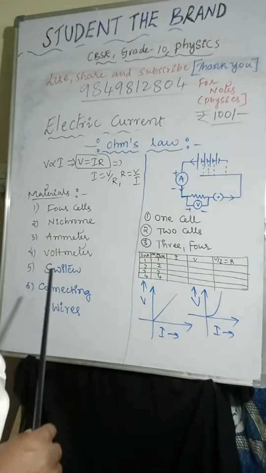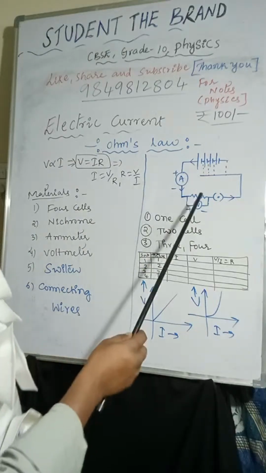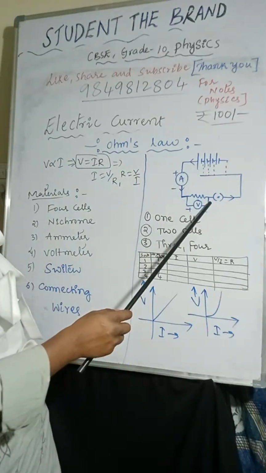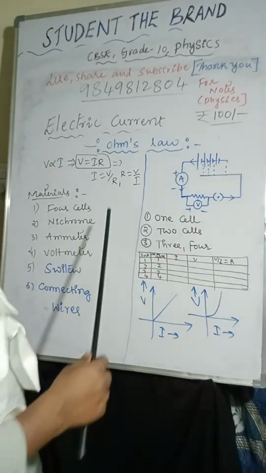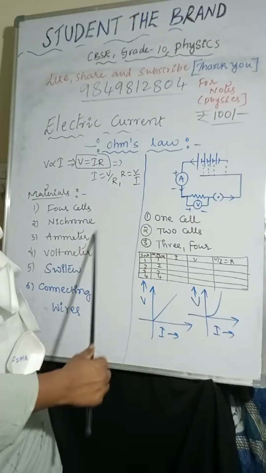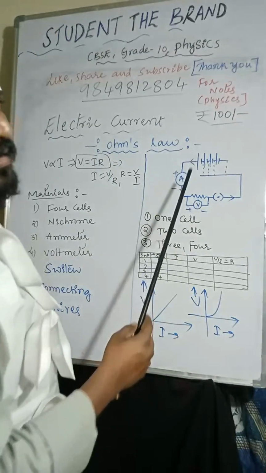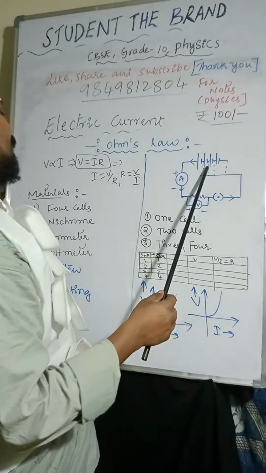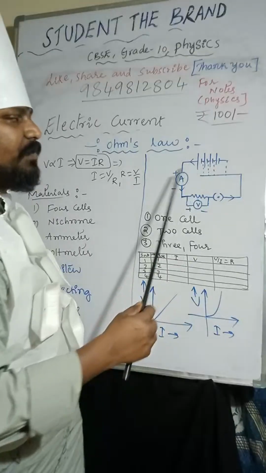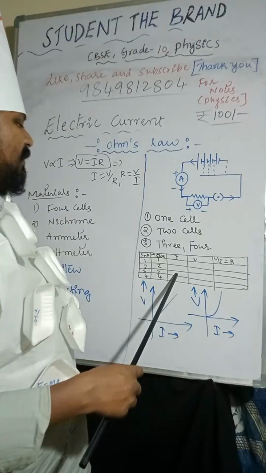So coming to materials required. What are the materials? 4 cells of 1.5 volts each, nichrome wire, ammeter, voltmeter, switch, connecting wires. First you have to connect one cell and note down the reading of ammeter and voltmeter, and connect 2 cells and repeat the process for 3 and 4. Mention it in the tabular form given below.